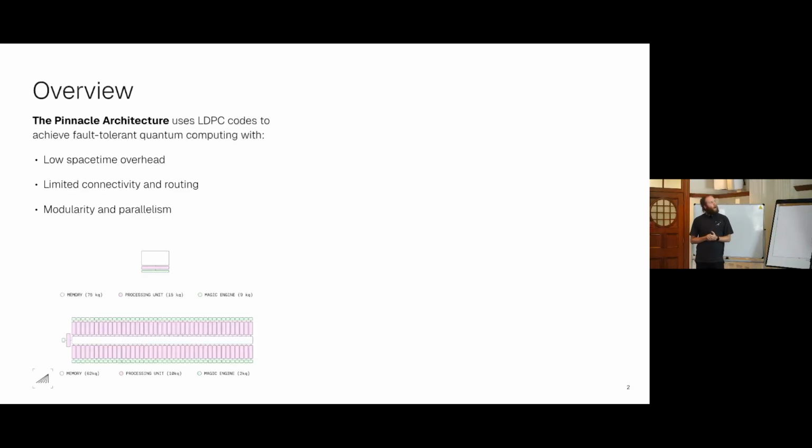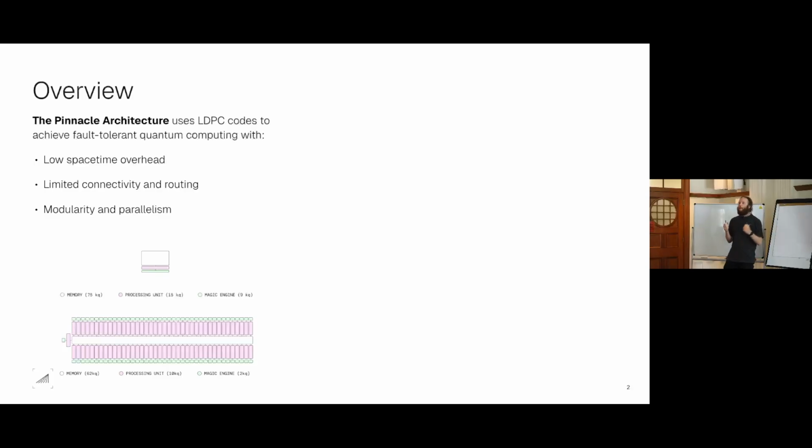And this architecture also has nice properties in terms of being modular and parallelizable. So I've shown a couple of examples of what different instantiations of the architecture can look like here. You can see that it's made up of these individual blocks, like processing units and magic engines and memory that I'm going to talk about. These things constitute modules, and the idea is that we assemble the architecture from these modules, and we can sub in and out different choices of objects, like which LDPC codes we use, what kind of magic state facilities we use, into this architecture to get different results.